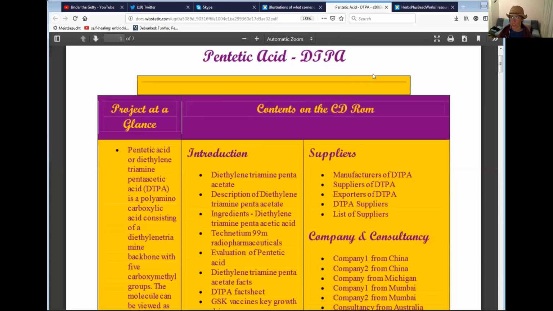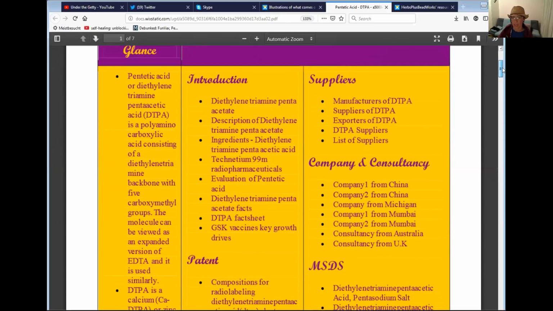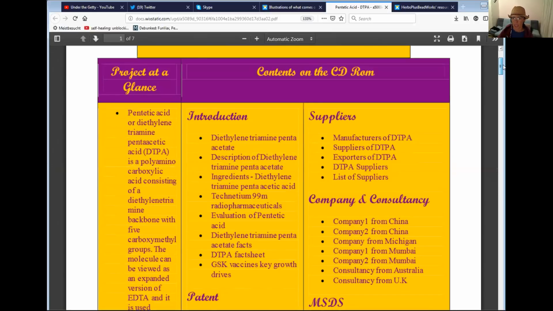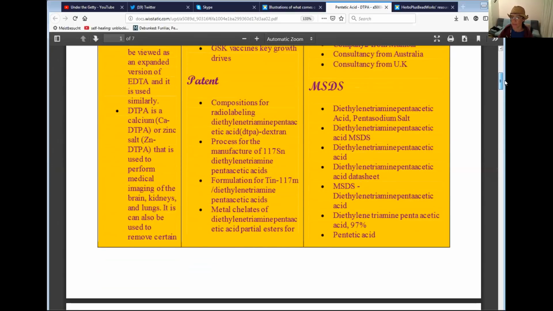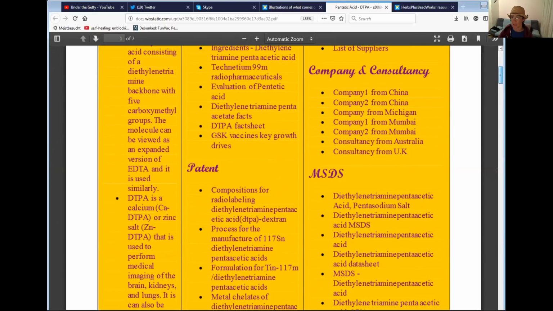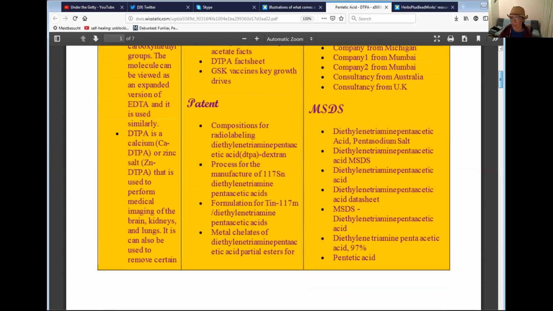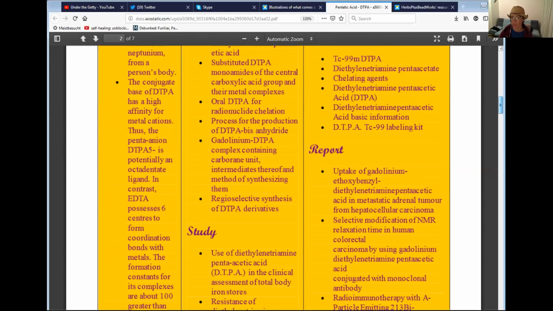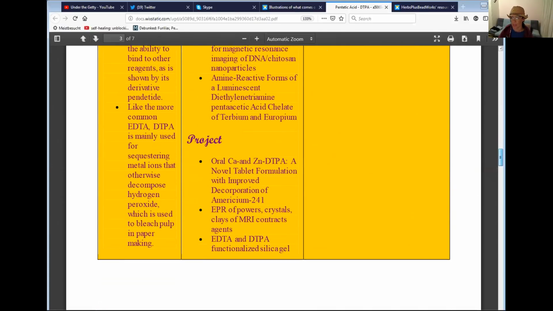And then there is the fourth resource that Tony had sent, which is called pentetic acid, DTPA. And let's see, it looks like it's a CD-ROM, and this is the information that was on it. Project at a glance. And this is 7 pages long with introduction, suppliers, company and consultancy, patents, MSDS. Then there are products, reports, studies. Then you can order a CD-ROM today, and then there's the project.